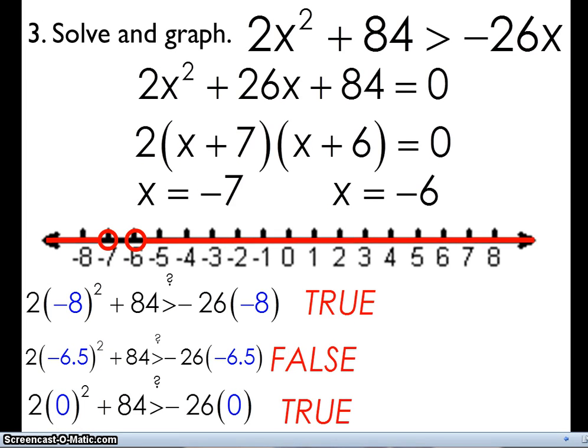Now interpret the graph. See, ors are going out. So it's all the numbers that are less than -7 or all the numbers that are greater than -6. And I put them always in order. The number on the left I write first, the number on the right I write second, so that my inequalities always match the end of my arrows.